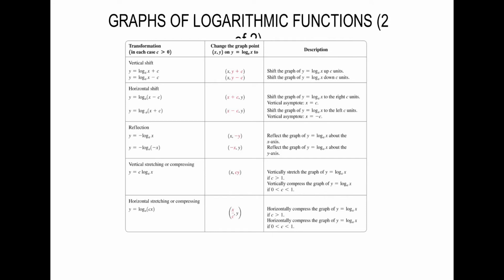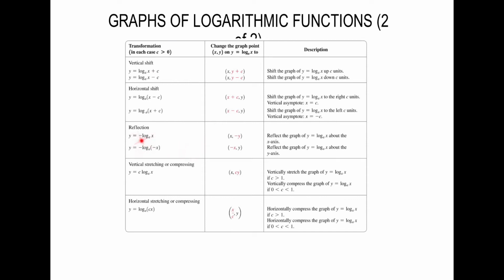As far as the transformations of my graphs, this is a very helpful chart we can use, but it's really following the same patterns that we've seen. With my parent graph here, log base a of x, if we add c, it moves all my y values up by c units. If we subtract c, it moves all my y values down c units. Horizontally, if I subtract, it moves the x's to the right c units. If I add c, so I'm adding to x before I take the log, it moves the x values to the left.